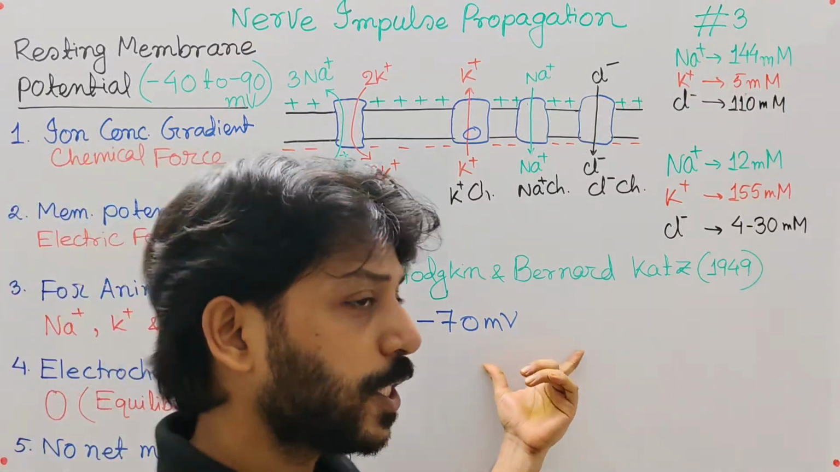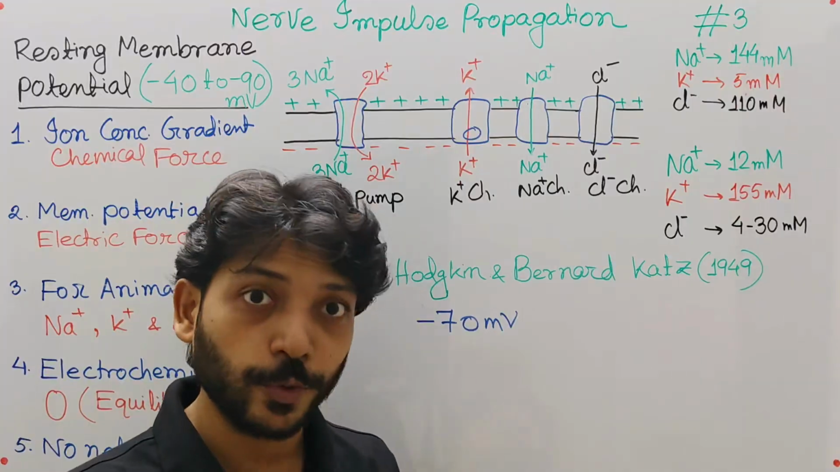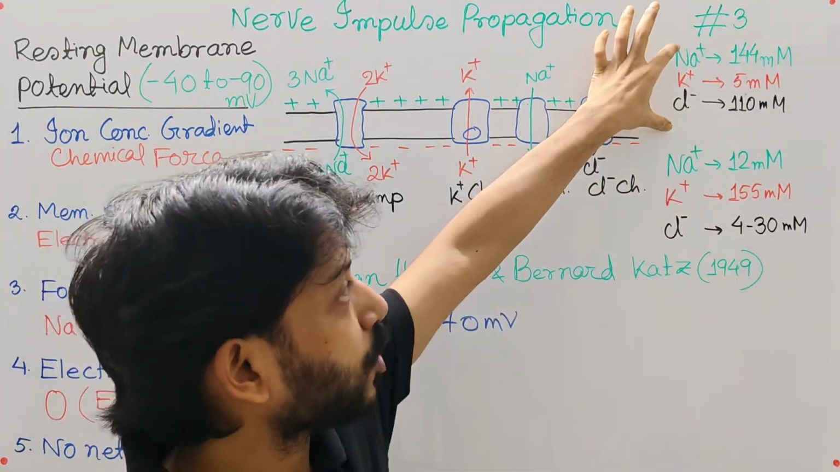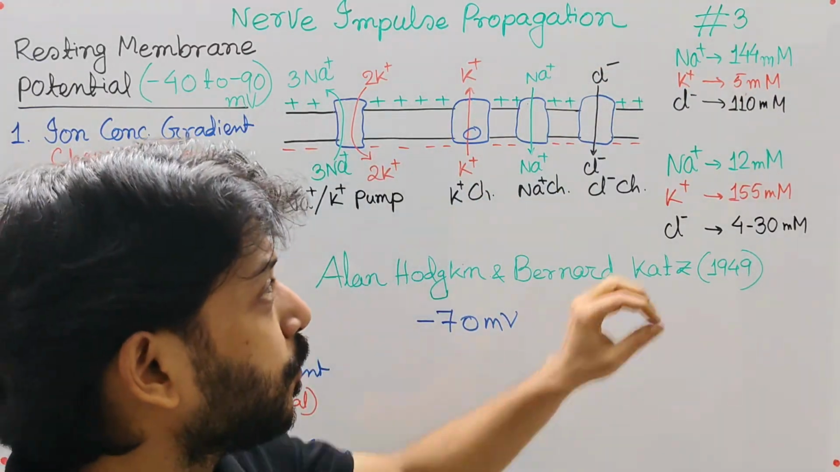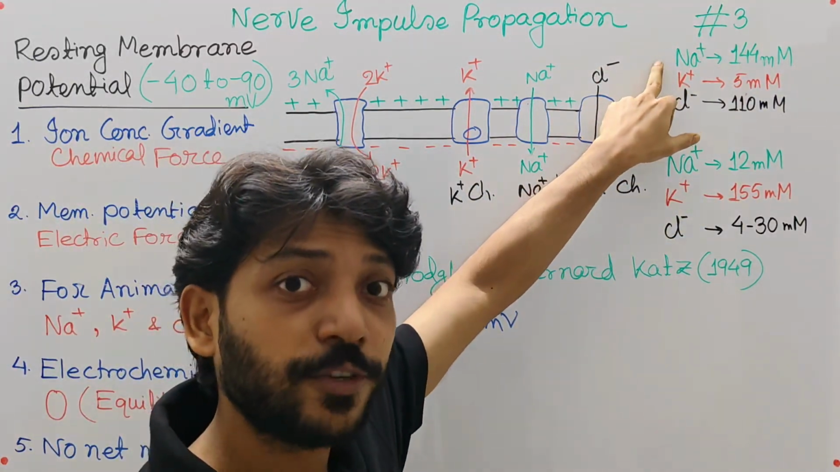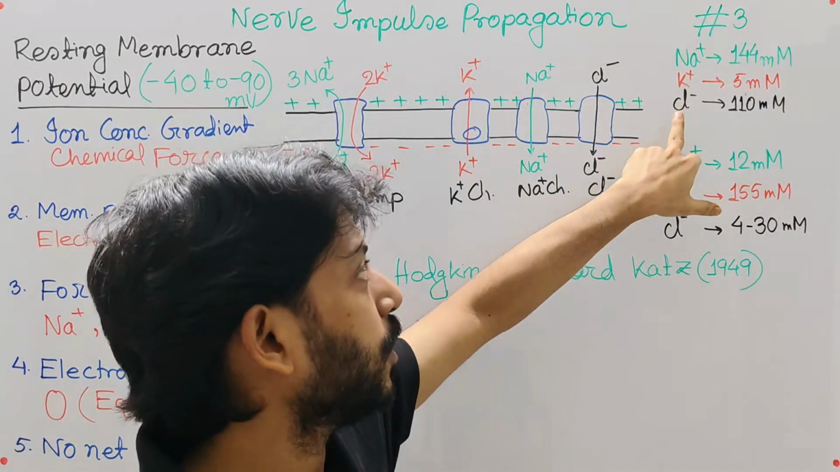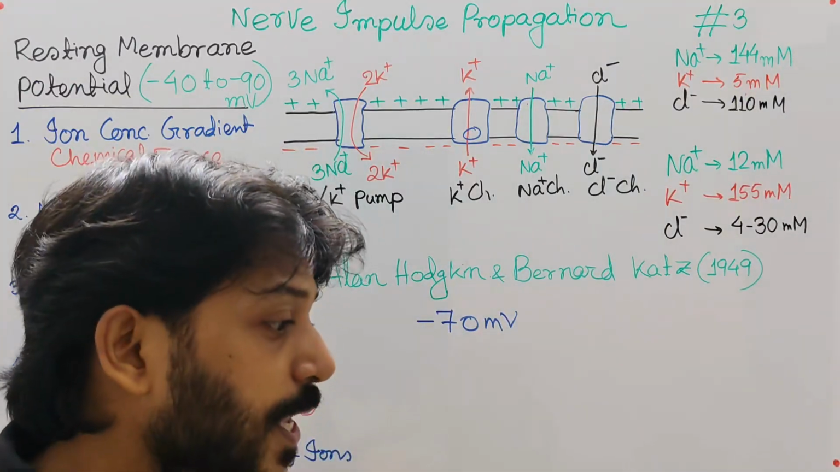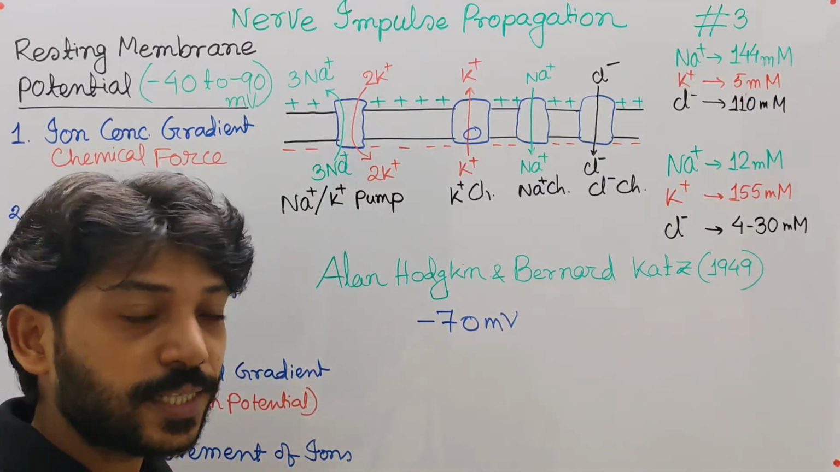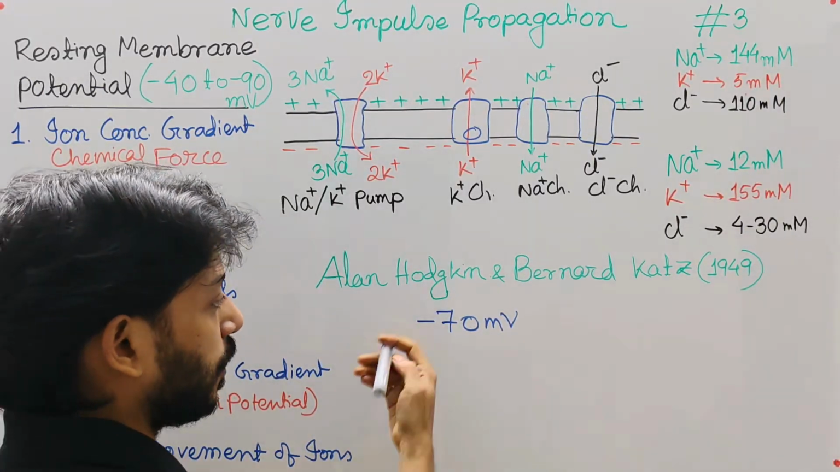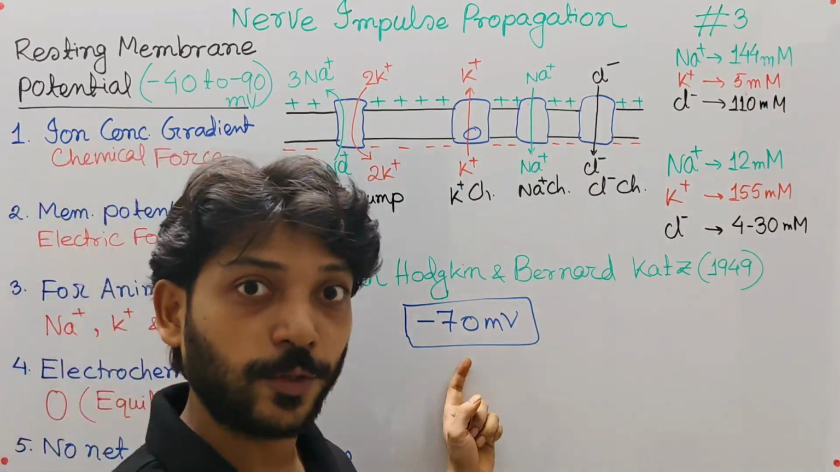They took the giant axon out from the squid into an external environment filled with liquid, and in that liquid they put these ions. At first they took the ions at physiological concentrations: sodium 144 millimolar, potassium 5 millimolar, and chlorine 110 millimolar. When they used these physiological ion concentrations, they got the value of minus 70 millivolt. See, these are the experimental conditions. They also got the physiologic value.